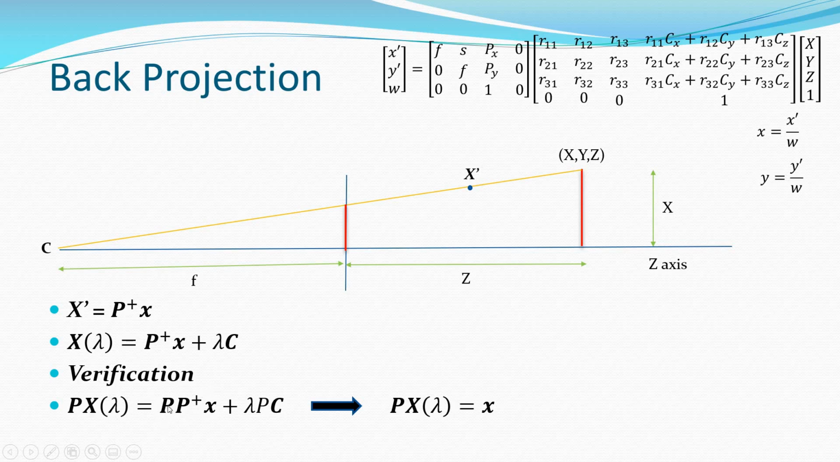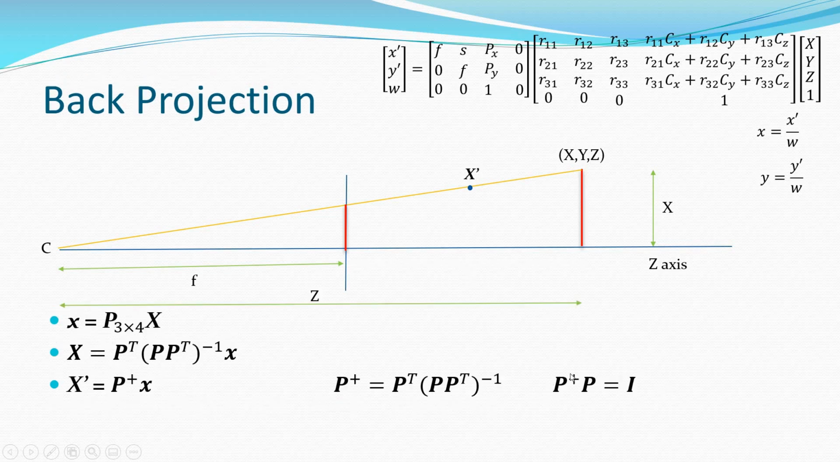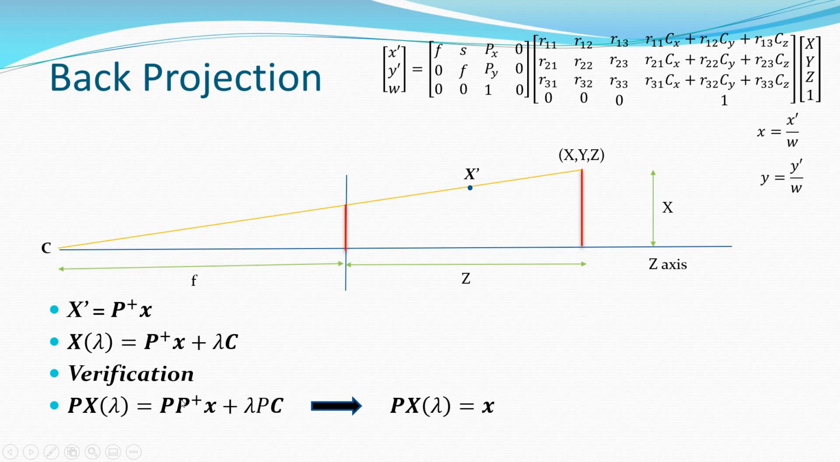So P P plus is nothing but an identity matrix, as we saw in the previous slide. So you are left with x plus lambda PC. PC means you have to project C, so you are projecting this 3D world point C to the image plane.